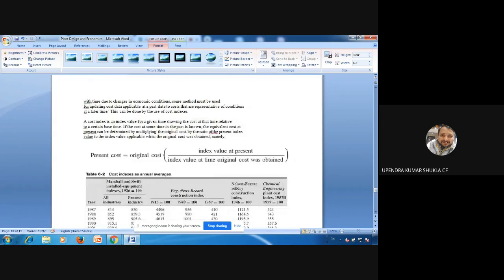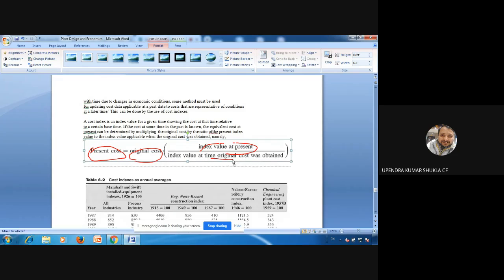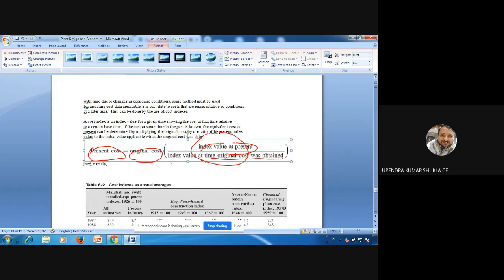Now what they suggest, based on several research, is that the present cost you can calculate with the help of cost indexes. You will take the original cost in the past, the index value at present, and the index value at the time the original cost was obtained. Once you multiply by that ratio, that is called the cost index, you will get the present cost.